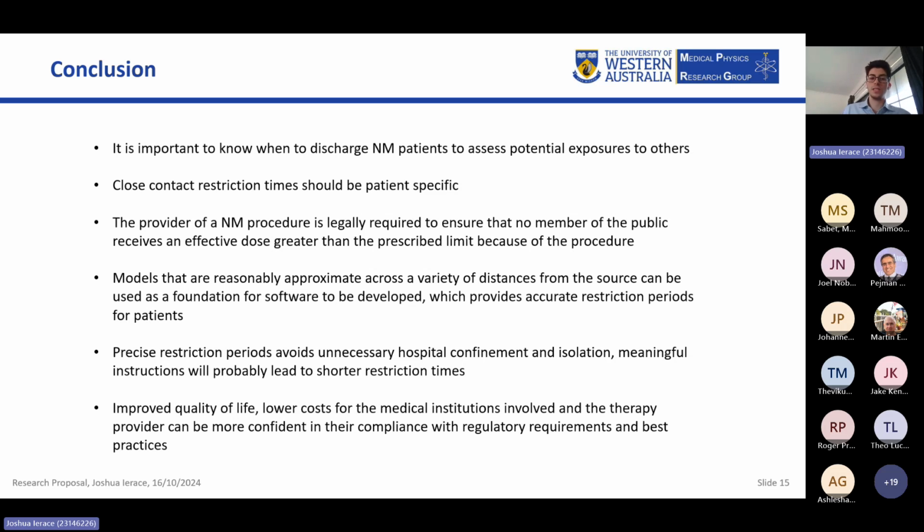Models such as the line source that are reasonably approximate across a variety of distances can be used as a foundation for software to be developed, such as Dawn and the software NUMECs. These provide accurate restriction periods for patients. And accurate restriction periods avoid unnecessary hospital confinement and isolations. Meaningful instructions will probably lead to shorter restriction times, which most patients will enjoy. This improves quality of life and lowers costs for the medical institutions involved, and the therapy provider can also be more confident in their compliance with regulatory requirements and best practices.